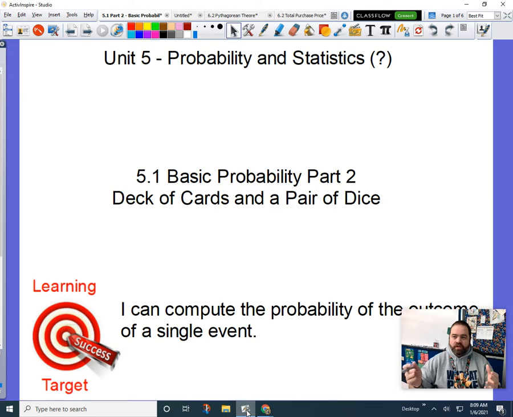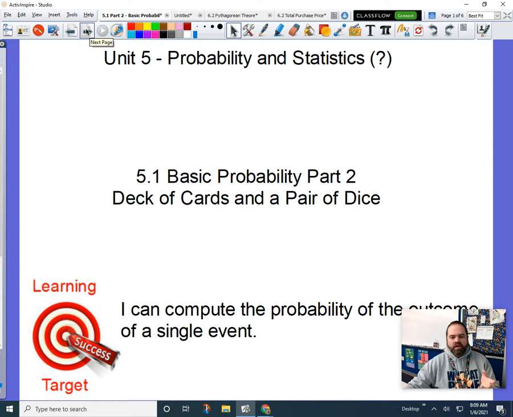Like if you think of a deck of cards, if you've ever played rummy or poker or anything like that, there's a whole lot of outcomes in that deck of cards. If you roll a pair of dice, if you're playing a game where you have to roll two dice, it's a lot bigger sample of outcomes. So we're going to look at those two things specifically. You won't have to worry about any of the other things that we talked about the first day, just this specifically, a pair of dice and a deck of cards.